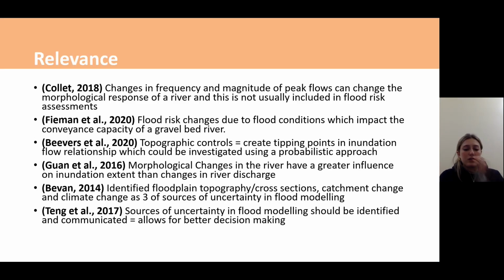So these research questions were heavily influenced by several papers by Collette, Feynman and Beavers, which explain how changes in the peak flow of rivers can lead the river to morphologically respond. And this response of erosion and or deposition, which changes the river topography, can change the conveyance capacity of the river and therefore the flood risk.